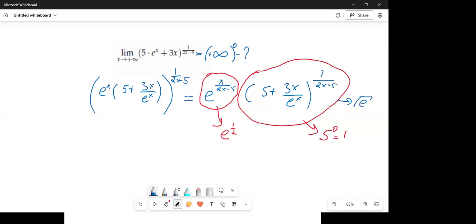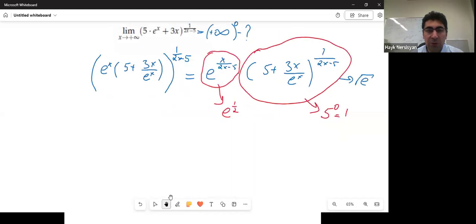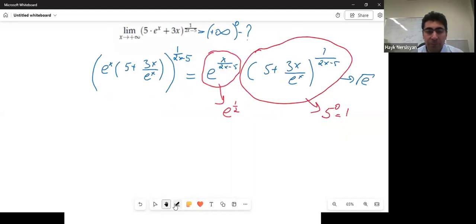Can you please show how you would do it with L'Hopital? Yes, sure. So with L'Hopital rule, we can calculate this limit in the following way. The main idea is that any number or function a can be written as e to the power of logarithm a, right?